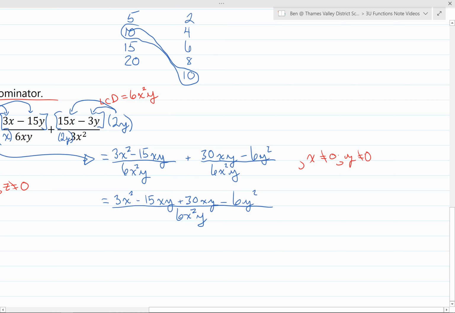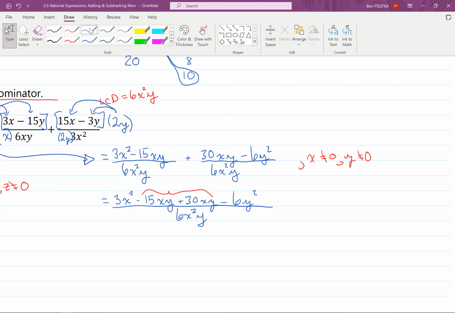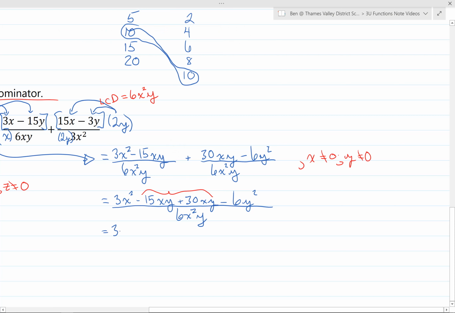Perfect. Now moving forward, we're trying to simplify this a little bit further. I notice right away, once I've written this, I can collect some like terms in my numerator. I see a negative 15xy plus 30xy. So we can rewrite this as 3x squared plus 15xy minus 6y squared, all divided by 6x squared y. We're getting some nice practice here working in a downward fashion, which is also nice.